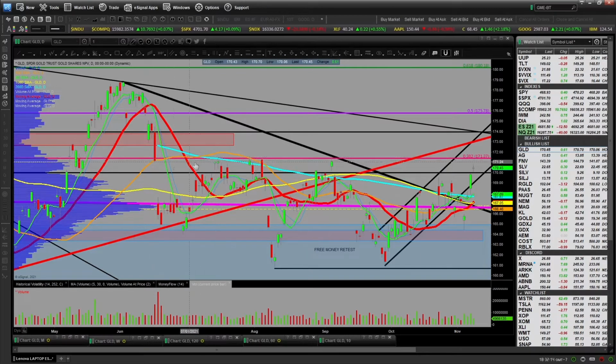Notice how that gap hit it right there. You're hitting it right there. You're hitting it right there. You're hitting it right there. Same kind of mechanics as a trend line.